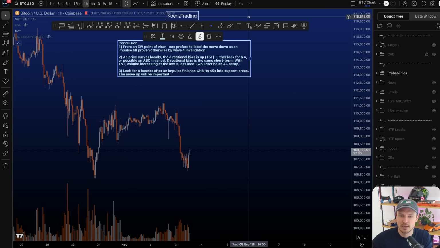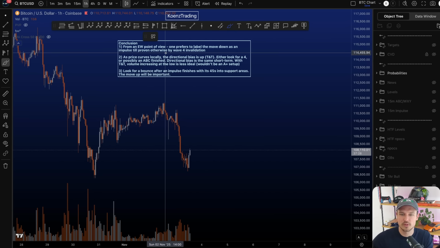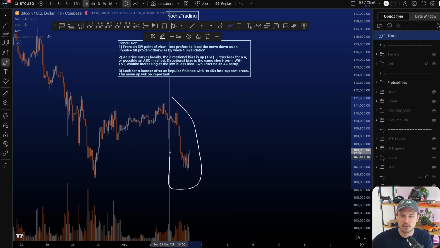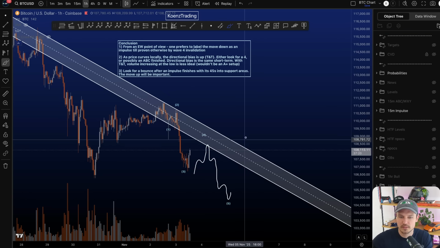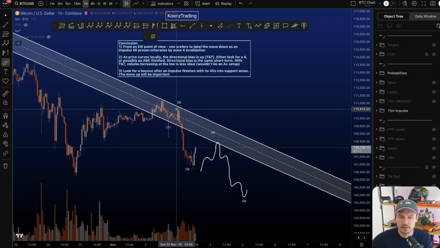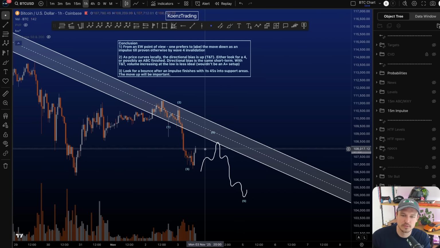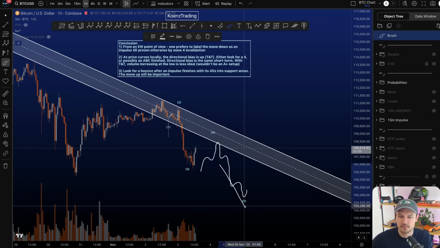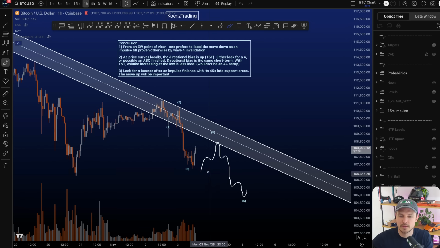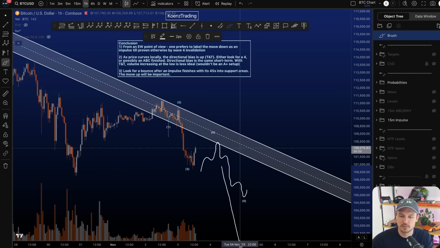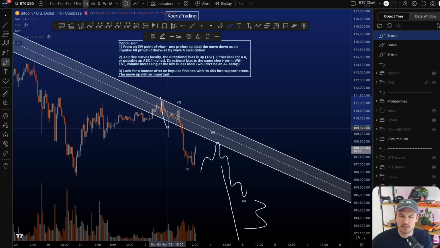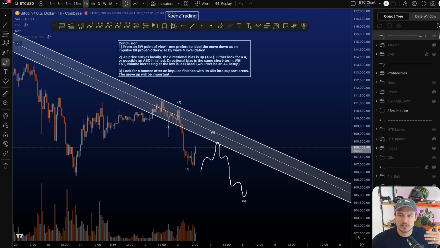And then the probabilities from an Elliott Wave or conclusion. From an Elliott Wave point of view, one prefers to label the move down as an impulse till proven otherwise by wave 4 invalidation, which is this. Because of extension, increasing volume, moving way beyond the base channel as well, which is what you want to see in an impulse. Of course, for an impulse, we like to see a wave 5 on decreasing volume. If price goes down and volume increases, you have to be aware of further downside, and only wave 3 starts here, and then you go 1, 2, 1, 2, 3. So that is how probabilities change.